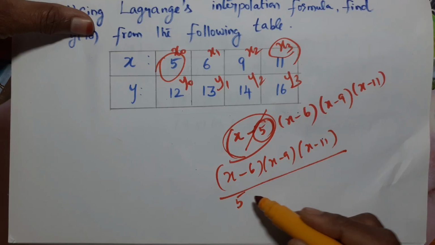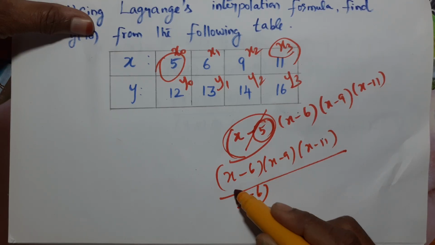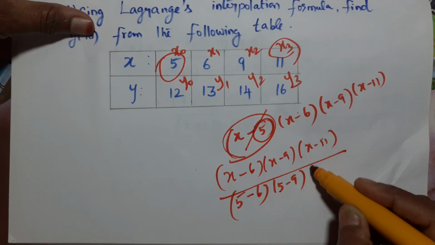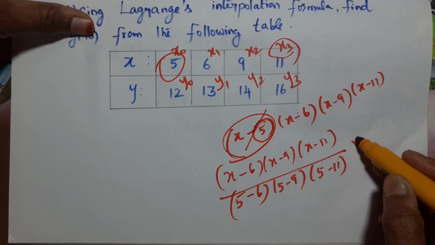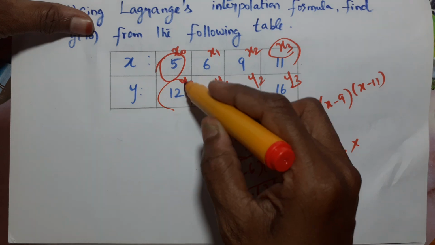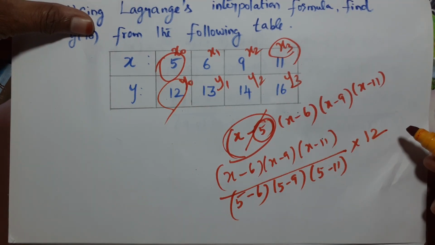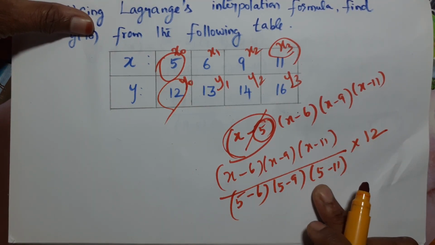So x has to be replaced by 5. 5 minus 6, 5 minus 9, and 5 minus 11 into the respective y value. The respective y value is 12. Is it clear how we took the first term?